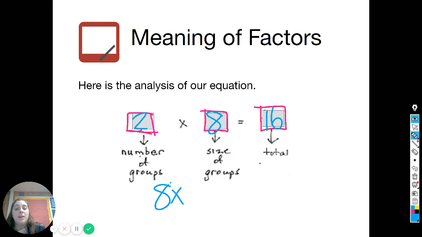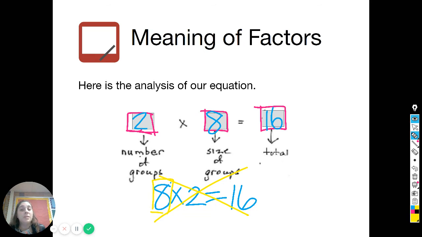Now, some of you might have written 8 times 2 equals 16. Now 8 times 2 does equal 16, but this is not right because the first number is always the number of groups, and we did not have 8 groups on our number bond. We did not have 8 rows in our array. We only had 2. So the number of groups or the number of rows always has to come first, or else it is not the equation that matches our picture, okay?